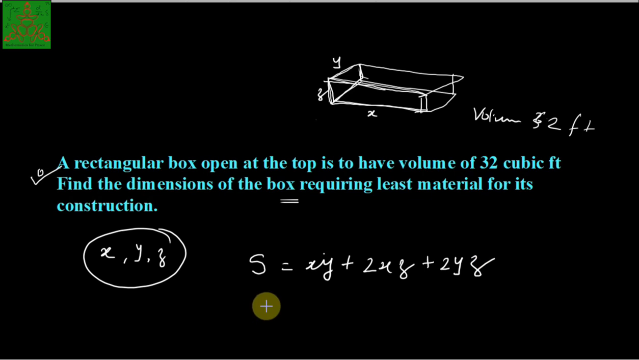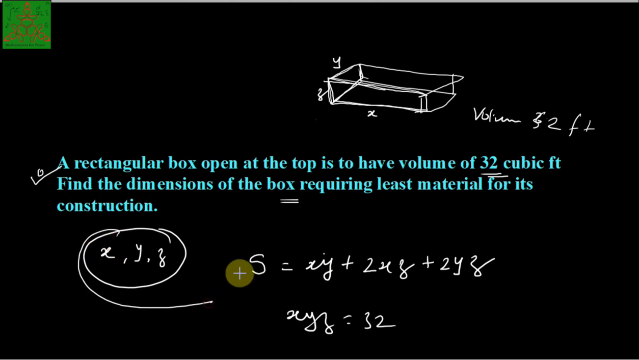And the condition given to you is that the volume is 32. That means the product of these three values is 32. Now we need to calculate the extremum value of this function, S equal to xy plus 2xz plus 2yz, with the given condition. Whenever this type of situation is there, it is better to use the Lagrange multiplier method.